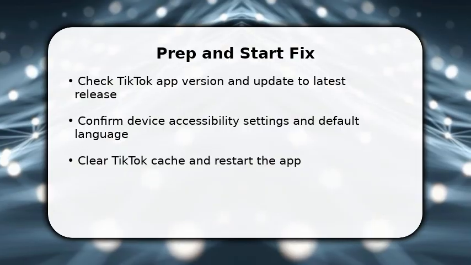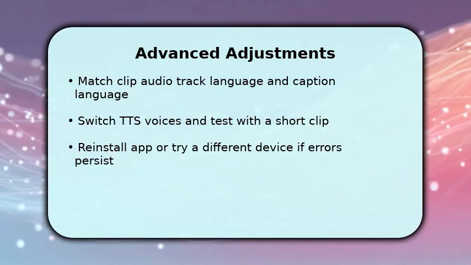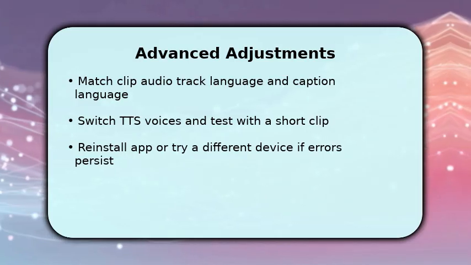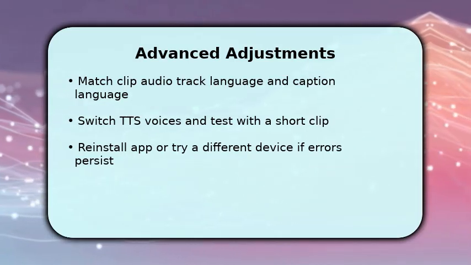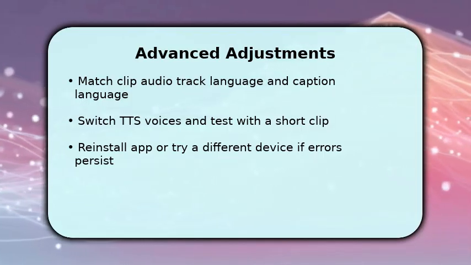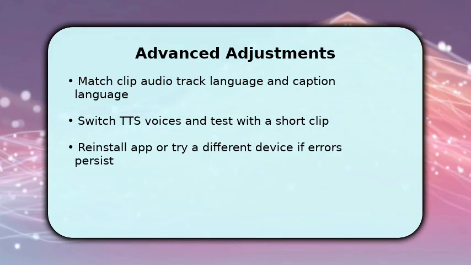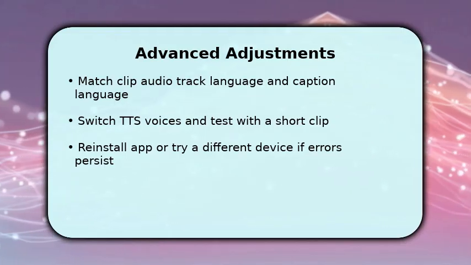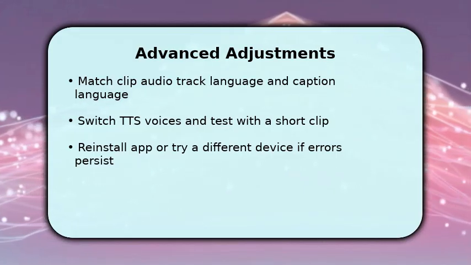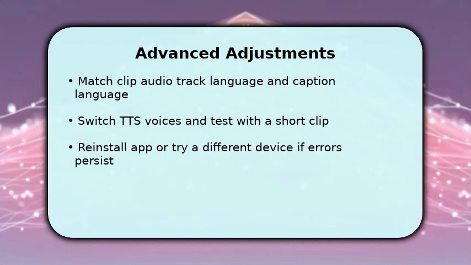and predictably. You now tackle the deeper causes. Inspect the clip's language tag and captions because TTS selects voice by content language. If speech sounds wrong, switch between available voices. This forces the TTS engine to reload language packs. Use a short 5-10 second test clip to confirm. If TTS still fails, sign out and back in, then reinstall TikTok to refresh permissions and dependencies. Make sure your OS speech services are enabled, since TikTok relies on them for some voices and regional options.